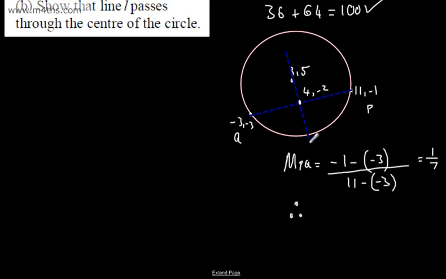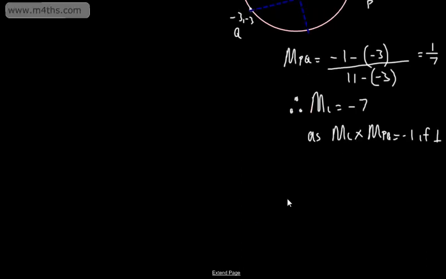Therefore, we can say now that this line just here, and I'll call this m_L, is going to be -7, as m_L multiplied by m_PQ will be equal to -1 if perpendicular. So we're using this property. When you bisect a chord and you do a perpendicular bisector, that line will pass through the centre of a circle. So y minus y1 is equal to m, the gradient, x minus x1.